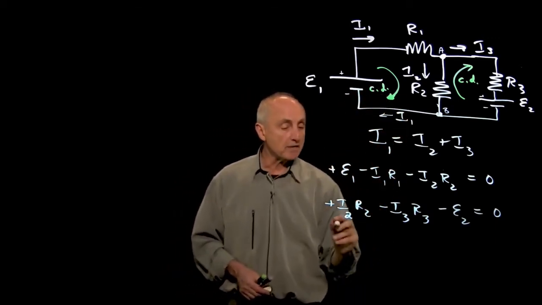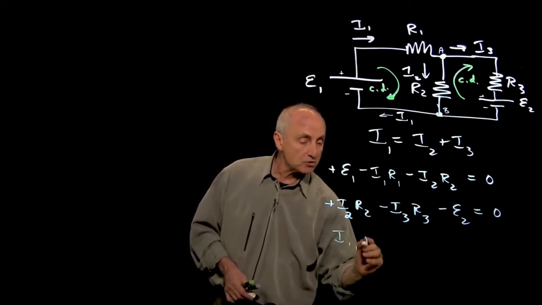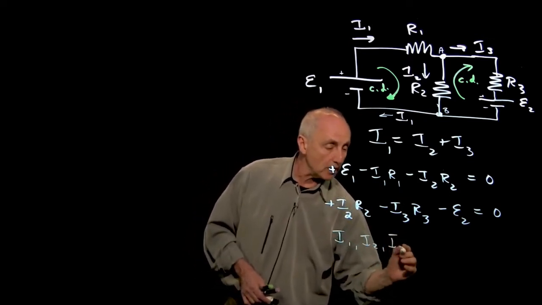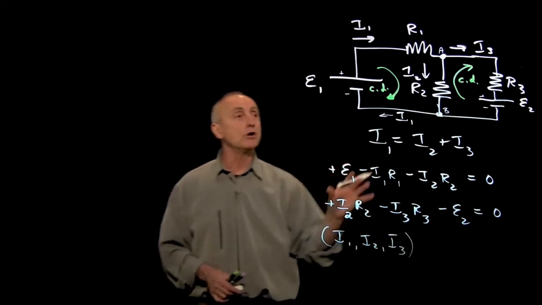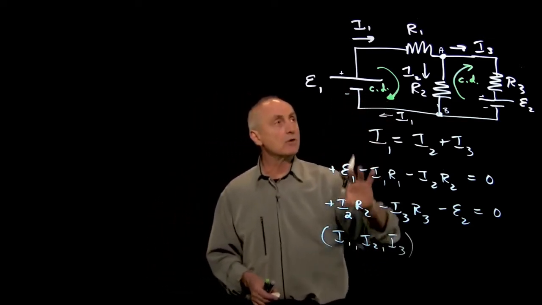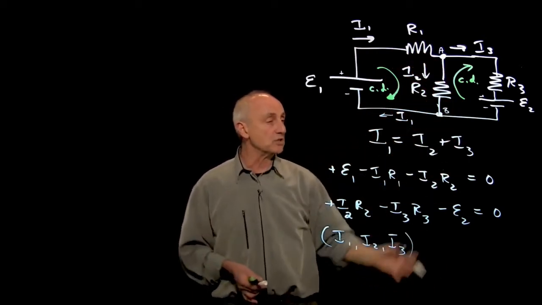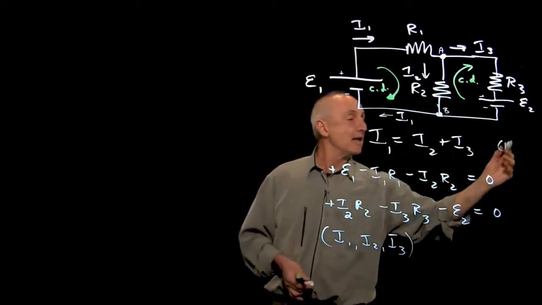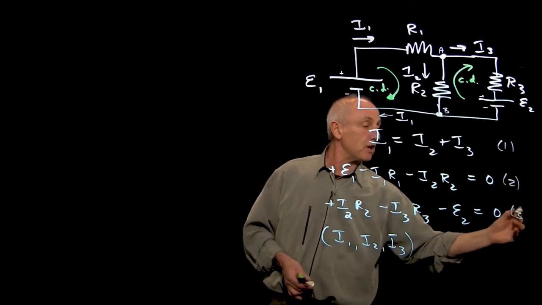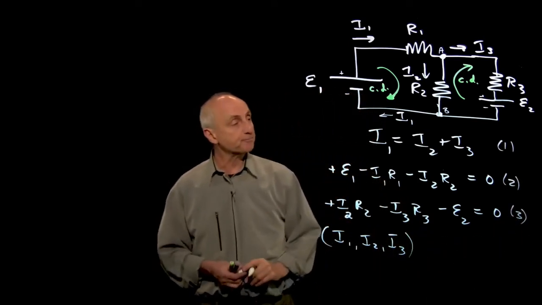Notice that in this problem we have three unknowns, which is often the case. I1, I2, and I3 are the unknown currents in the branches. And in general, in circuits, we're building a circuit, so we know the EMFs and the resistances. We have three equations and three unknowns, and we can solve that algebraically.